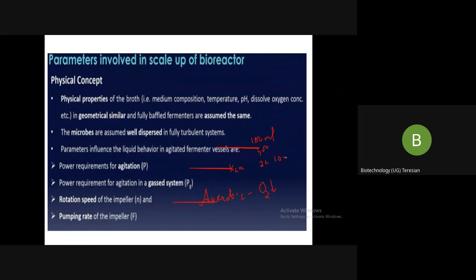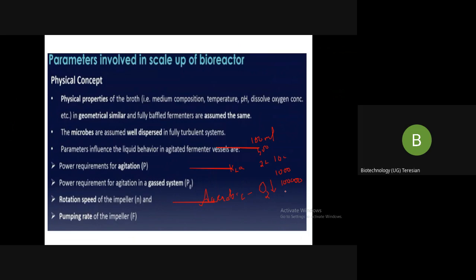But after that, we go for the pilot scale, which may be even higher, which can be 10,000 liters, or it can be 1,000 liters, or it can even be up to 100,000 liters, which is nothing but a commercial scale reactor. 200,000 liters is again a commercial scale reactor.